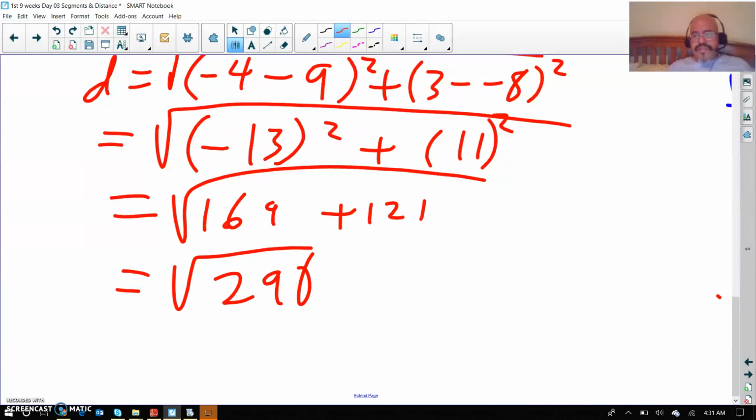Now we can use radical simplification to get the exact answer, but I'm going to leave it like that for now. We'll talk about that later. Okay, and that's about it.